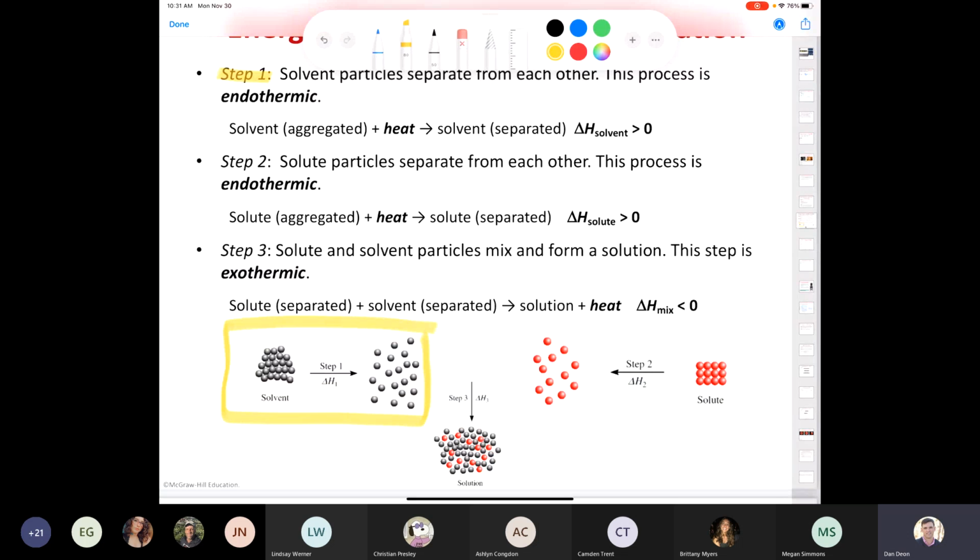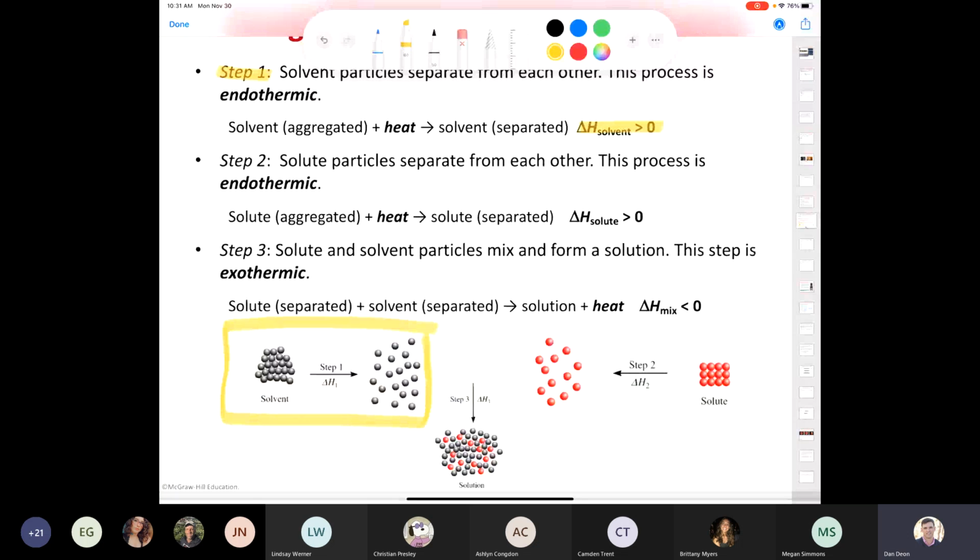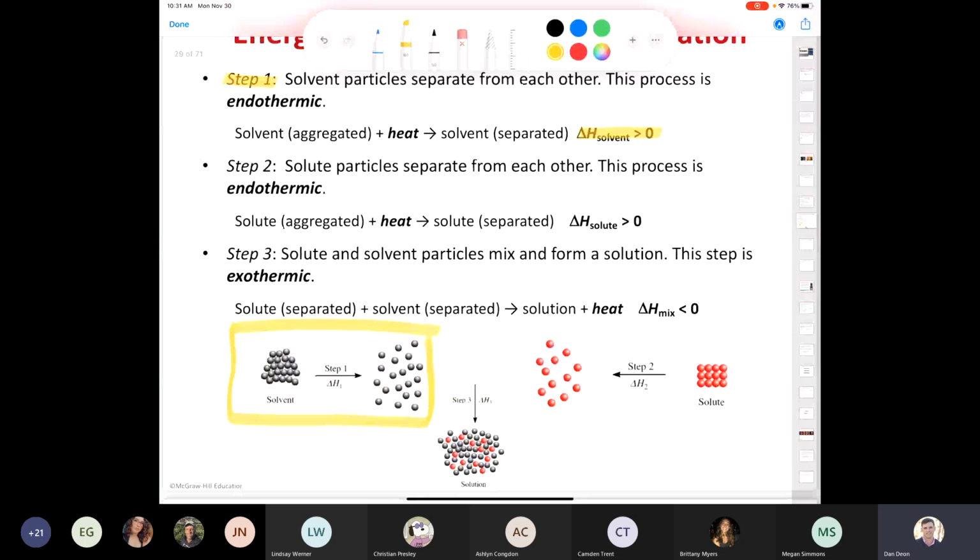So the first step for the solvent is going to be going from being aggregated or all together to being separated. Now, we know that since the water molecules are held together by intermolecular forces, it would require heat energy to do that. So the change in enthalpy for the solvent going from being aggregated to separated is going to be positive, right? Think about it. You'd have to put energy in to break water molecules apart from each other.